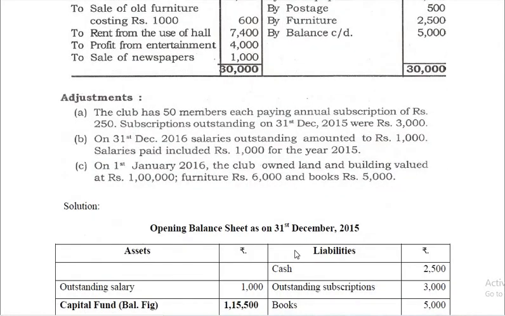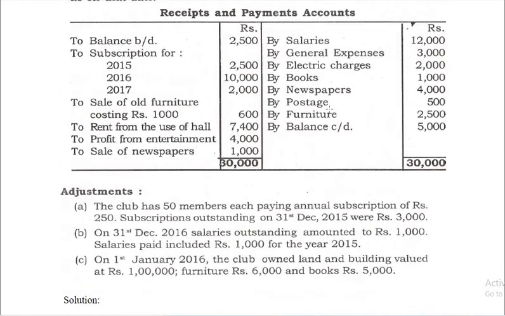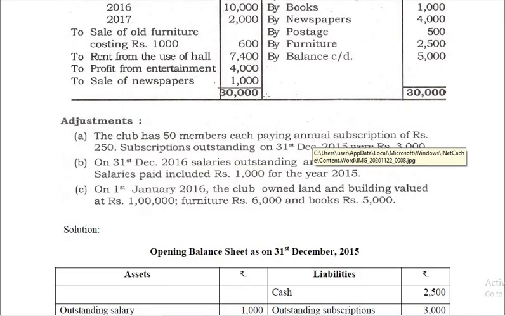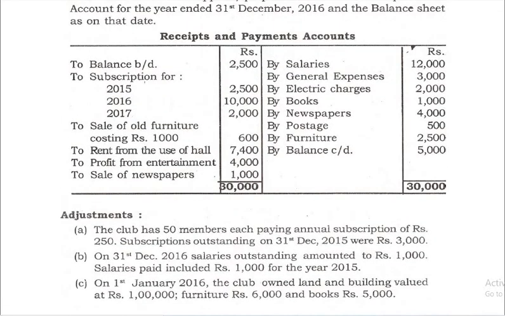And these are opening balances: land and building, furniture, books, etc. If there are additions, see, there is an addition of furniture, an addition of books. So when there is an addition, that should be added. And if there is a sale, for example a sale of old furniture, the book value of the furniture should be deducted. So that has to be done. Look at the receipt side here. Balance brought down will come to the opening balance sheet. This is nothing but cash in bank.